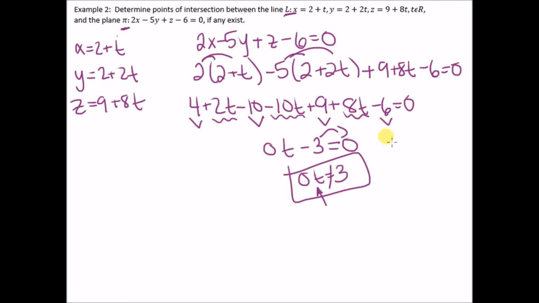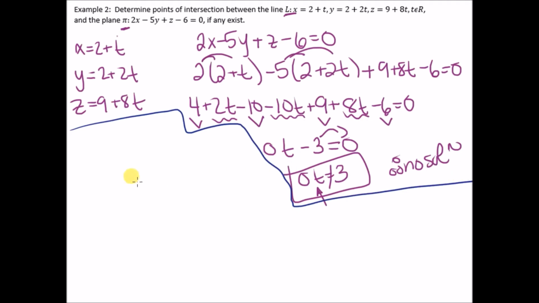What this means is that there is no solution. We can't multiply any number by 0 and have it equal 3. It would be equaling 0. So this is the first method, method 1. Now I'm going to show you another method.